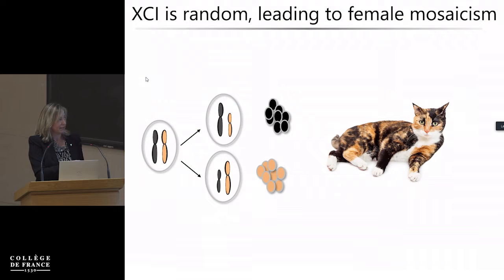And so this mosaicism is a well-known example of X inactivation, which we see in this calico cat, where you have patches of brown or dark patches of fur, sorry. But you have to keep in mind that the mosaicism applies to the entire body, and so all our organs are made of cells with either one or the other X chromosome active.